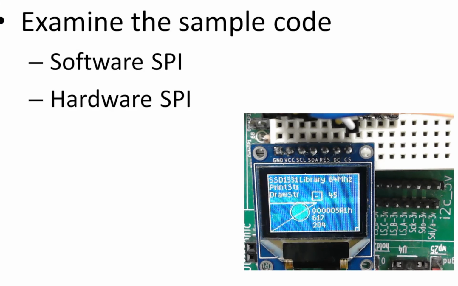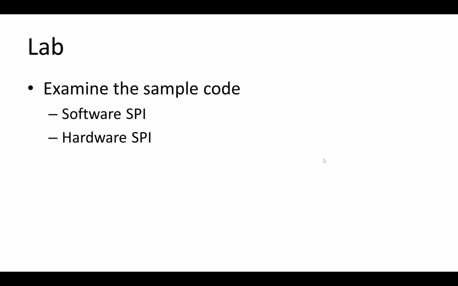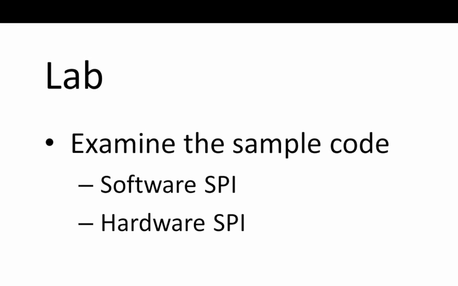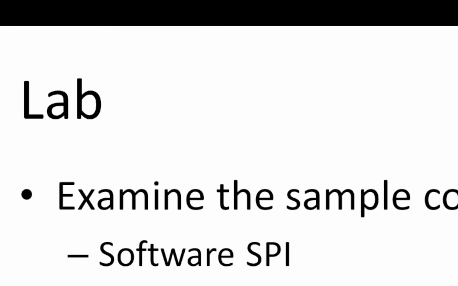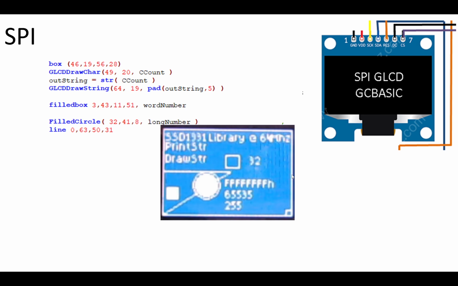So back to my presentation and wrap this up. We've had a look at Software SPI and Hardware SPI. Most of the GC basic libraries support that little constant that says the device name Hardware SPI. If it doesn't exist, it will use software. You can write your own programs using Software SPI, and it works quite well. So we've done our examination. We've seen it working. I used GLCD as the example, and SPI works.